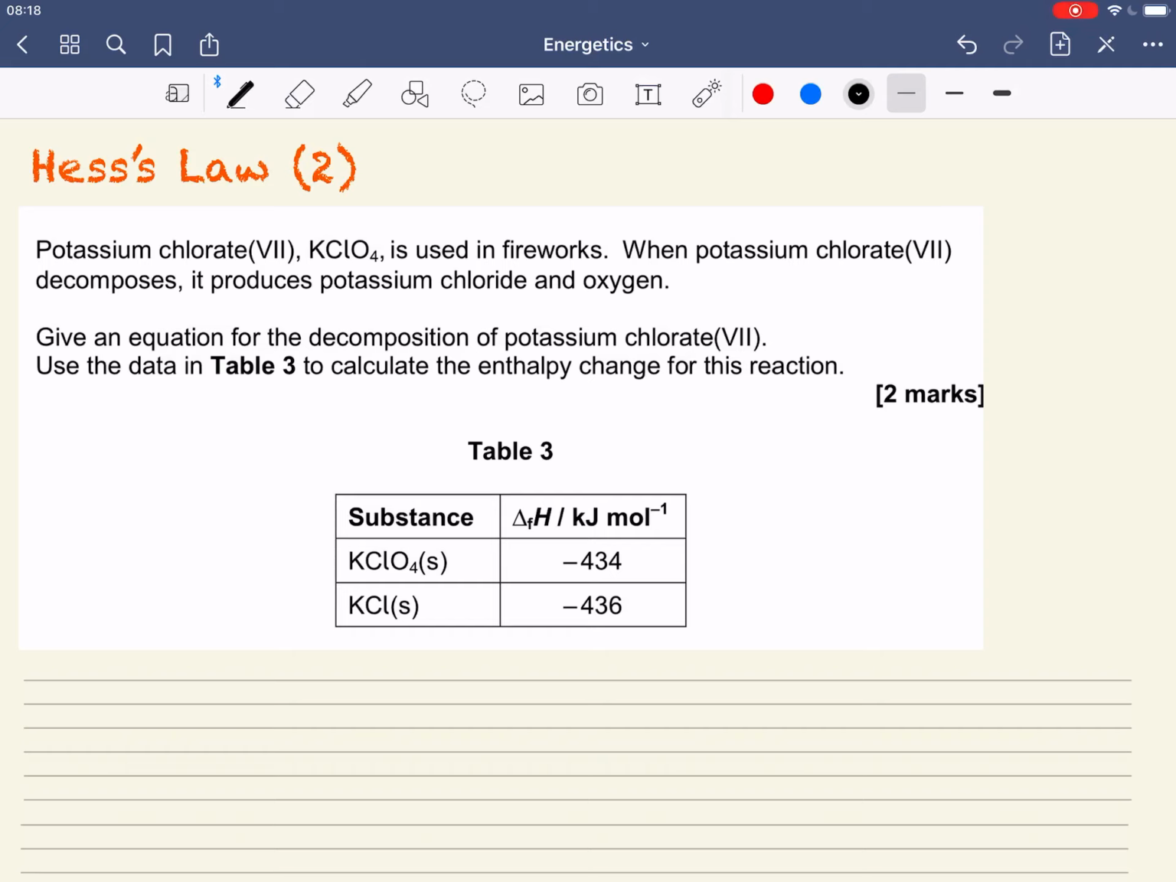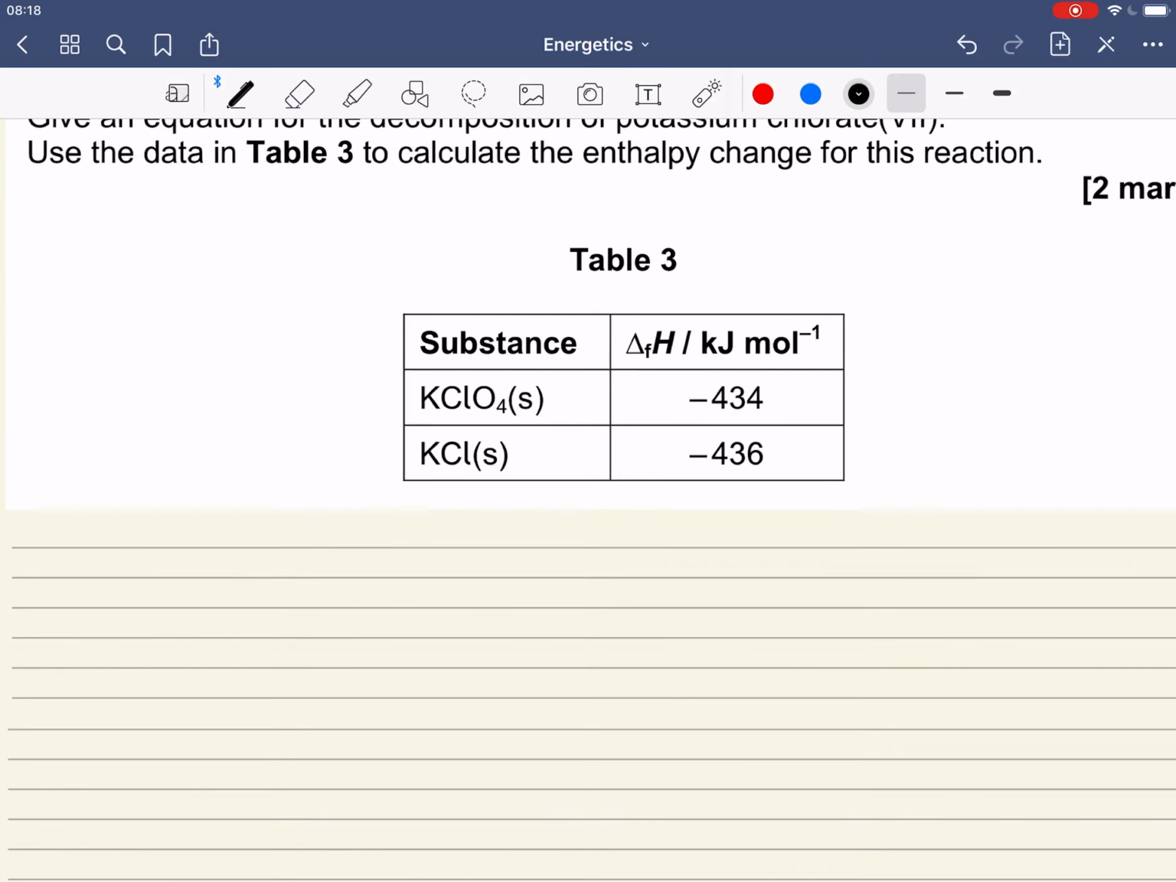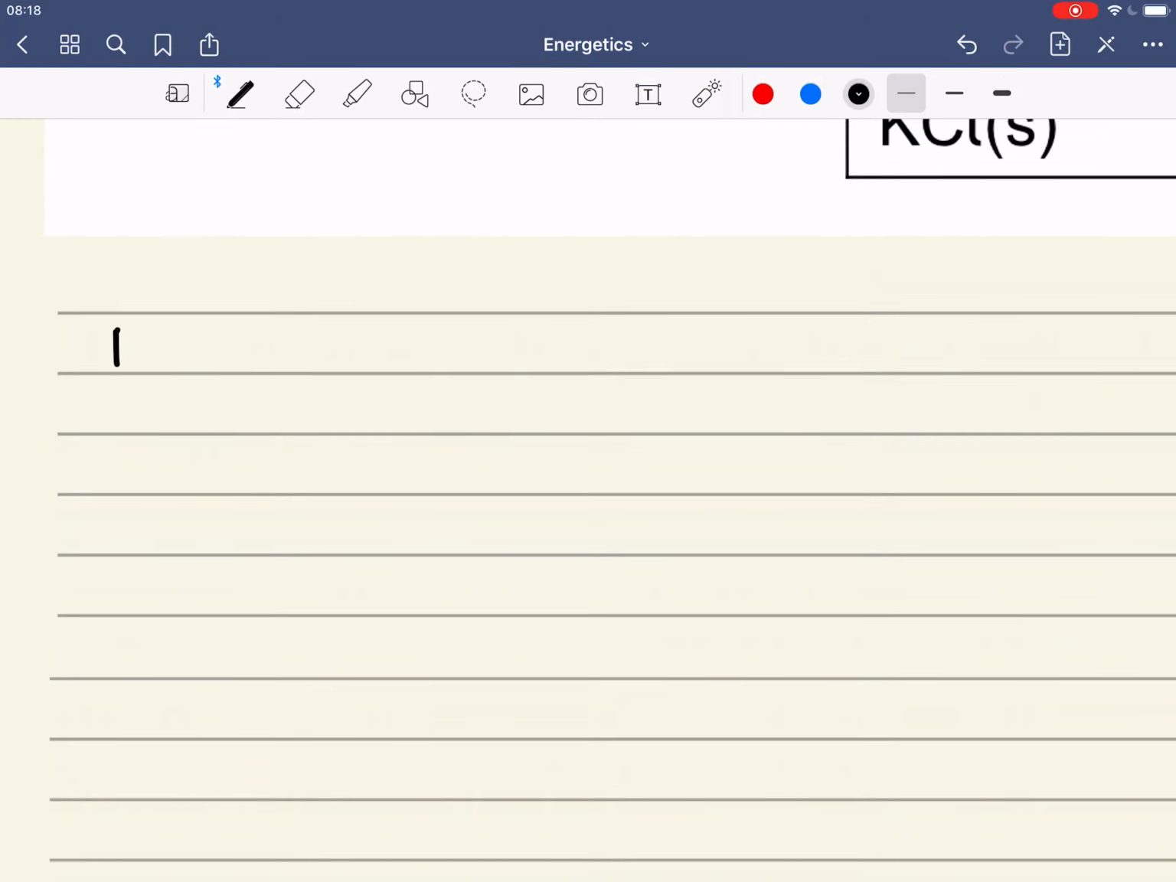Here we've got a question involving Hess's law, and I've been asked to work out an equation for the decomposition of potassium chlorate(VII), and once I've got that equation I have to work out the enthalpy change for the reaction. Now what we've been given here is enthalpy of formation data. So remember, if we've been given enthalpy of formation data, we have to follow the following Hess cycle.